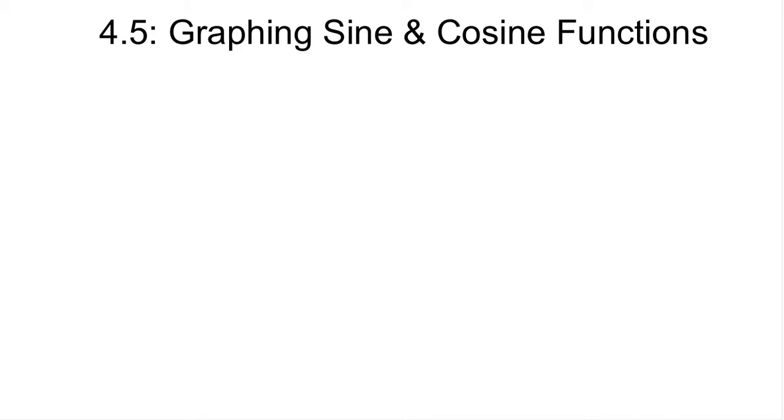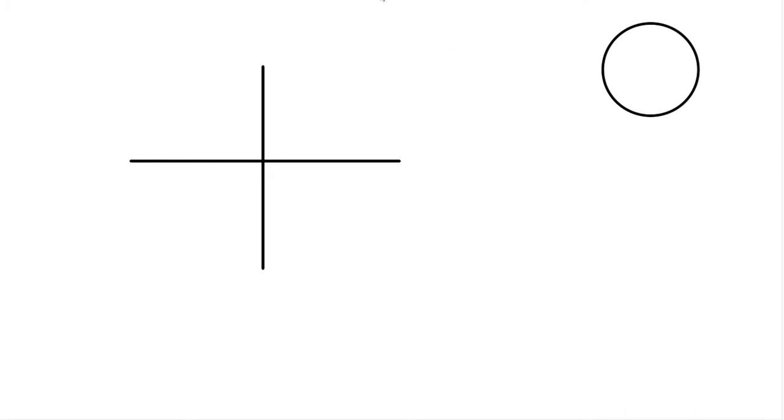Okay, so we're going to be graphing sine and cosine functions, back from chapter 4. Now, if we remember the unit circle, which I have over here, we can keep going around and around and around. We can do multiple laps around the circle. And so because of that, this graph's going to look a little bit different than other graphs.